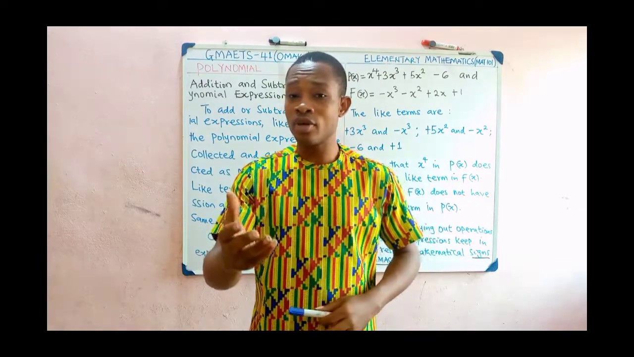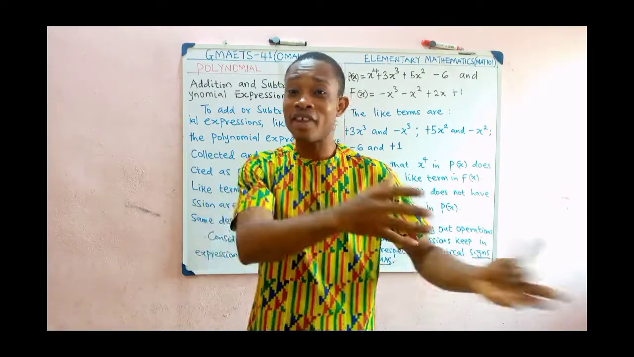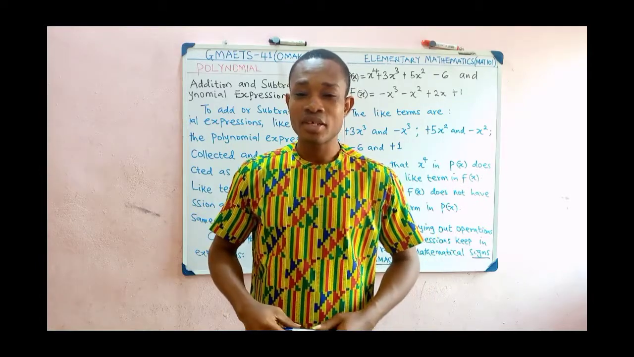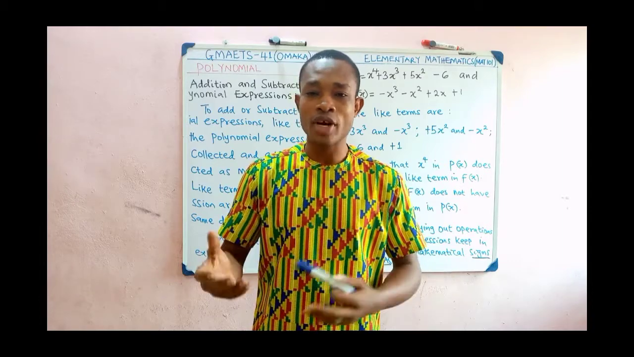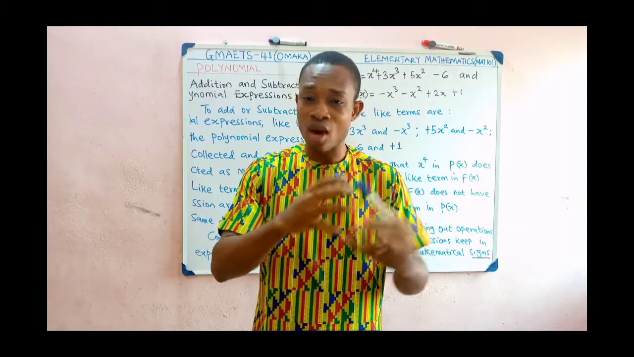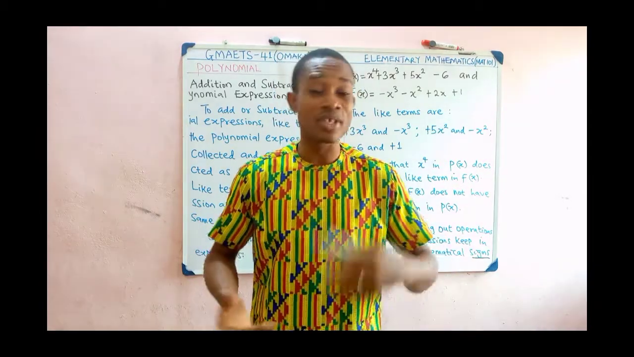You know that a polynomial expression is actually an algebraic expression because we have numbers and alphabets combined there. So they are actually algebraic expressions. So to add or subtract them, you pick the like terms and work together. Terms that are unlike, you cannot add them, you cannot subtract them.